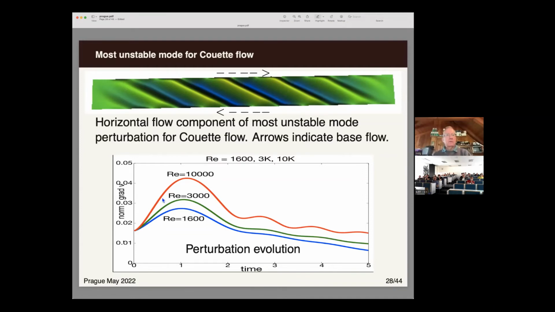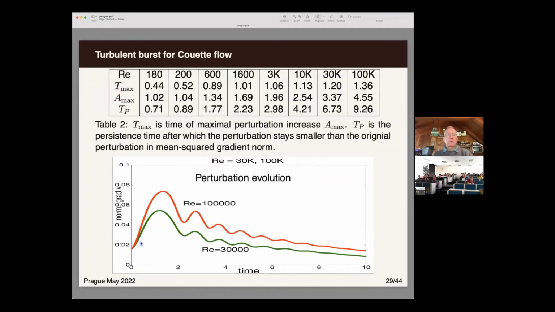And as you increase the Reynolds number, it grows higher, grows more, and then decreases, but the decrease is not monotonic, which is interesting. And you can go to even larger Reynolds numbers here, and you see more or less the same thing. So there's even greater growth. I've gone up to 100,000. You see a lot of oscillations as it decays, but in all the cases that I found, every perturbation eventually decays. So I couldn't find any perturbations that just continued on indefinitely.